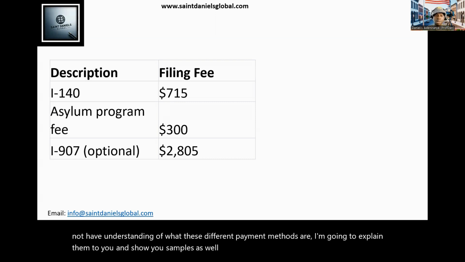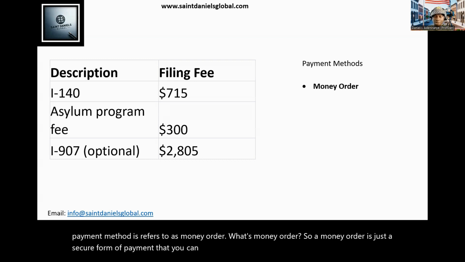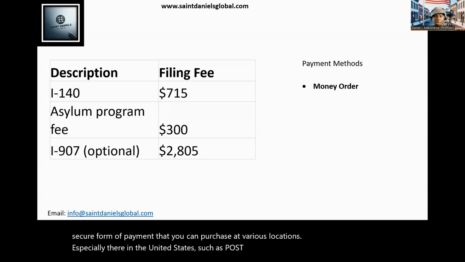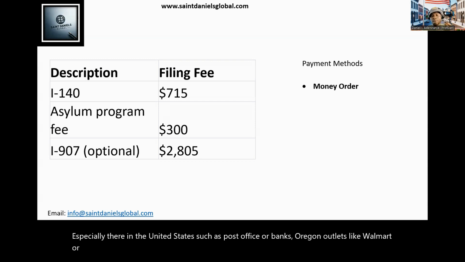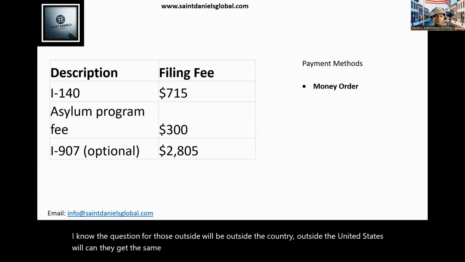The first one is the money order. So one payment method is referred to as money order. What's a money order? A money order is just a secure form of payment that you can purchase at various locations, especially there in the United States, such as post office or banks or outlets like Walmart or Kroger. I know the question for those outside the country, outside the United States, would be, can they get the same money order? Stay tuned towards the end and I will answer all of these questions.